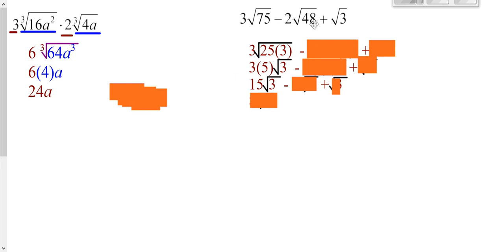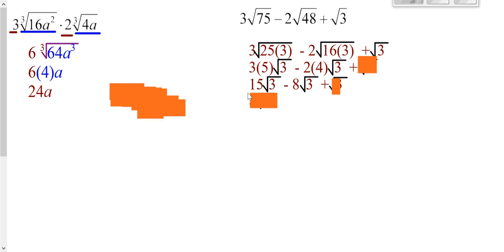Looking at the next term, 48 is a 16 times 3. We like the 16 times 3 because 16 is a perfect square. So we're going to get a 2 with a 4 in front from that square root of 16, still with our root 3 hanging around, which gives us a total, when we look at what's in front, of negative 8 with root 3. Then the last term is just a root 3 just hanging around. Now all these roots are the same, so they could be combined together. We have 15 of the root 3's minus 8 of the root 3's plus really only 1 of the root 3's gives us 8 of the root 3's.